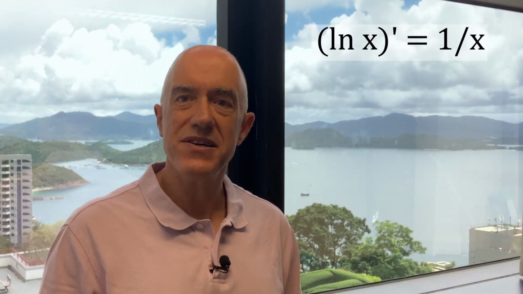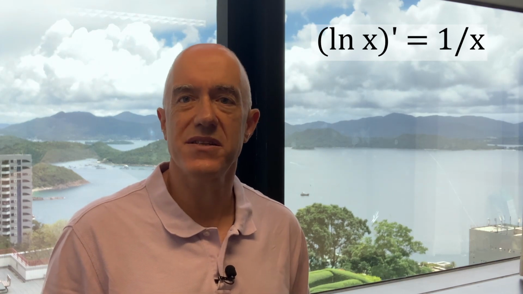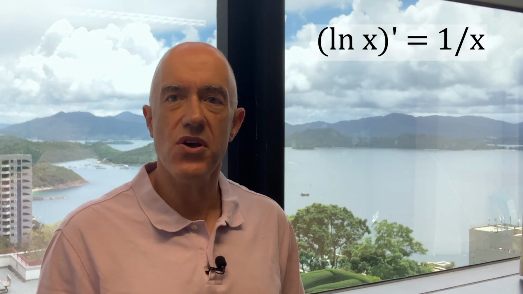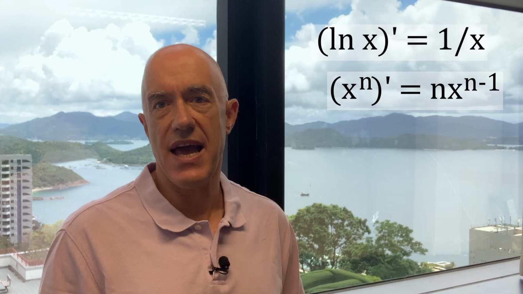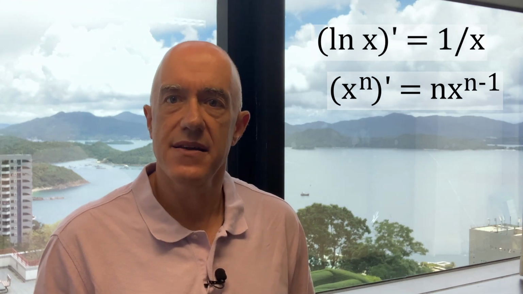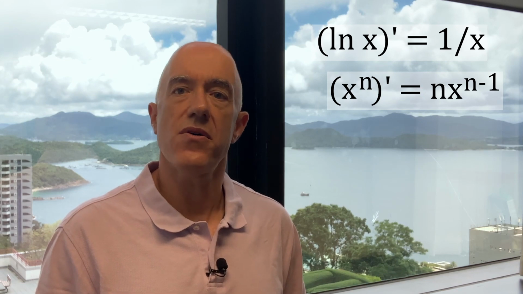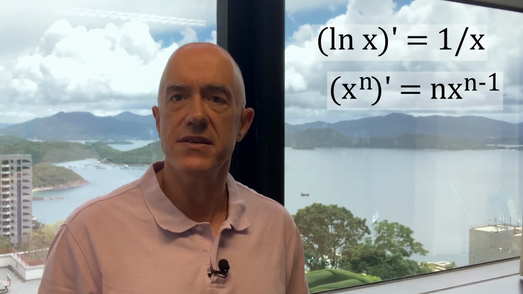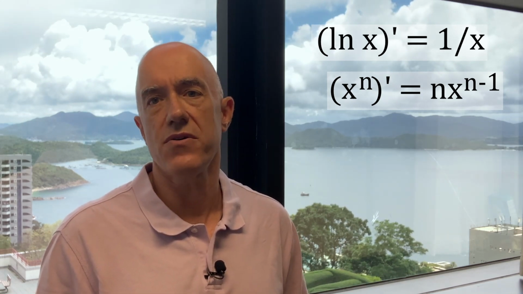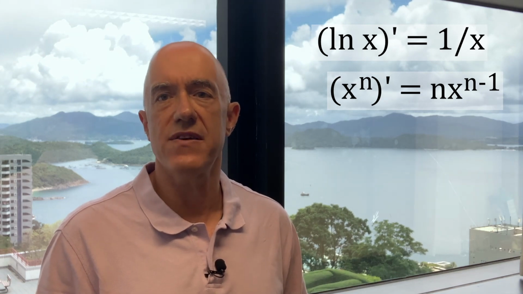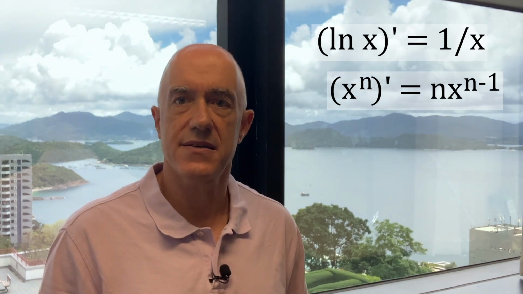This is a most welcome formula in a calculus course because we already know that the derivative of x^n is equal to n x^(n-1). And when n equals 0, we're taking the derivative of a constant term, which gives us 0. So we never get the derivative equal to 1/x.